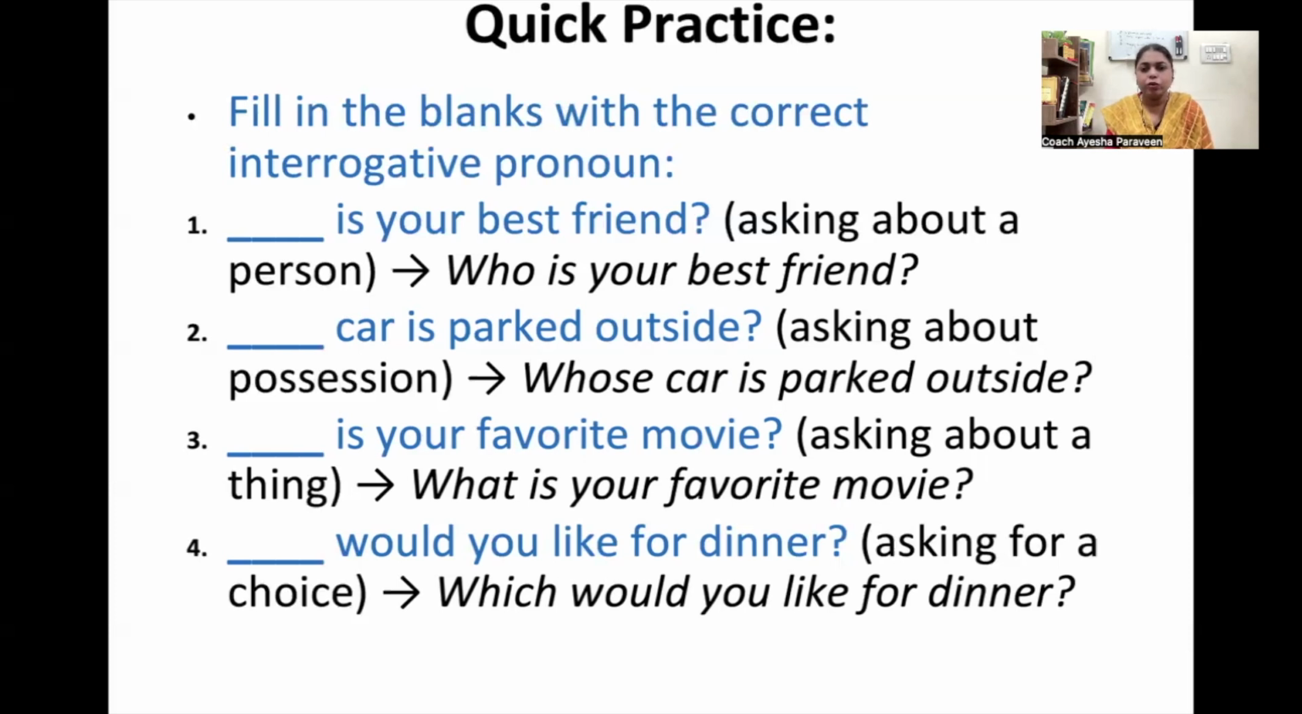Dash is your favorite movie, asking about a thing. So there is no option given. What is your favorite movie? Dash would you like for dinner? Asking for a choice. If it is a choice, which would you like for dinner? So which, because options are given, and what, because no options are given.